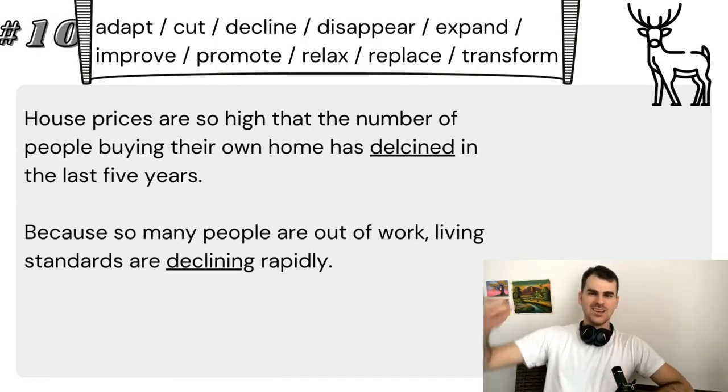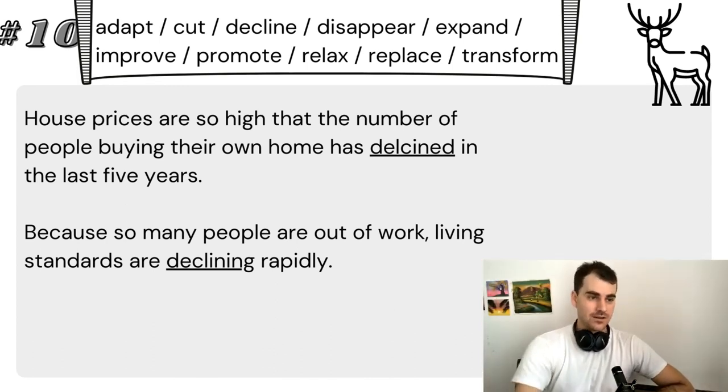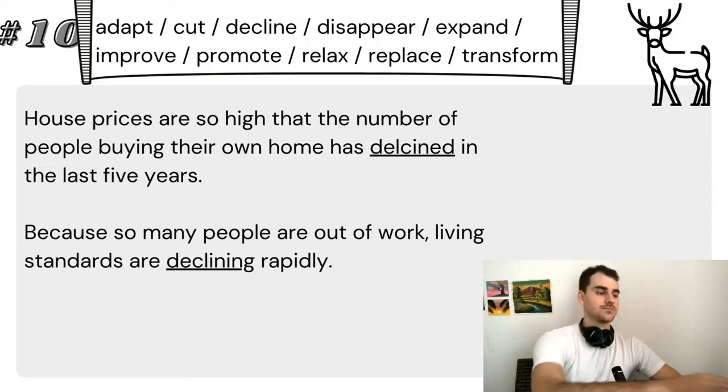Decline. Something is going down, getting worse. The number is going down. House prices are so high that the number of people buying their own home has declined in the last 5 years. Because so many people are out of work, living standards are declining rapidly. Yeah, that's right. So housing prices can decline and living standards can decline, among other things, of course.